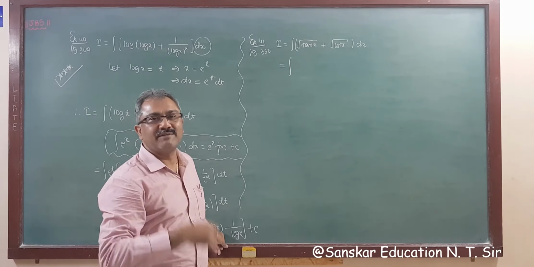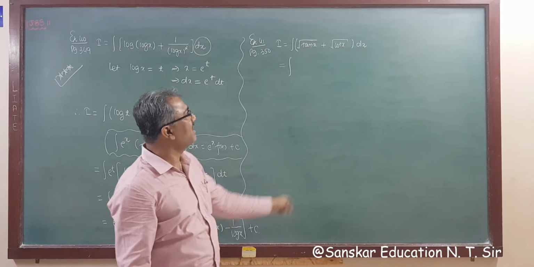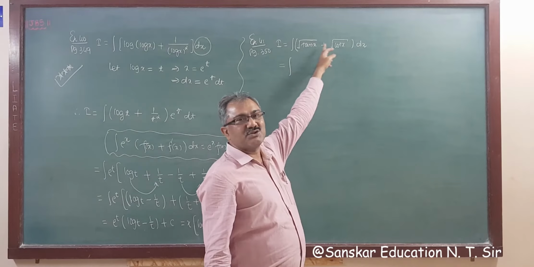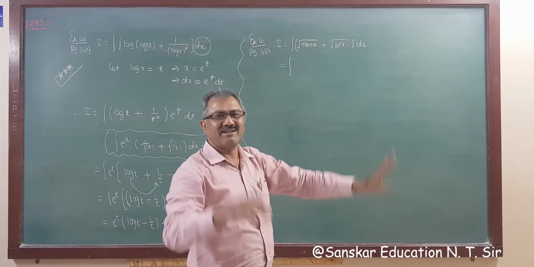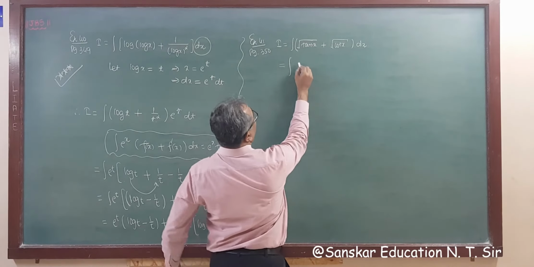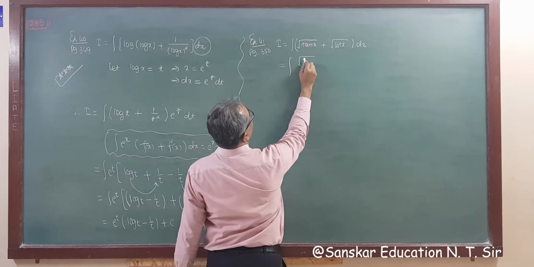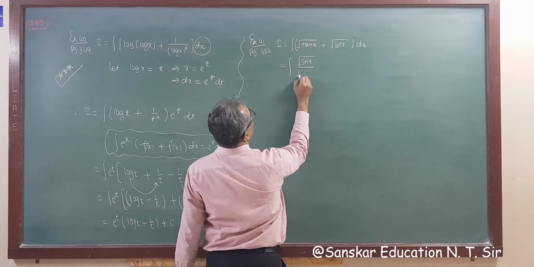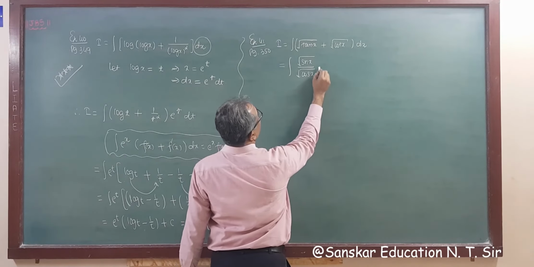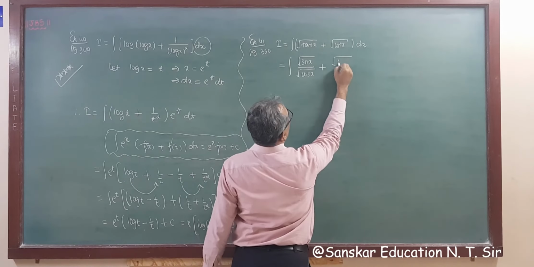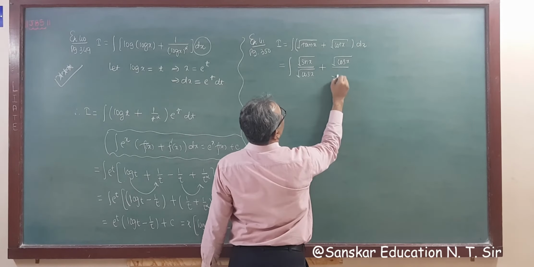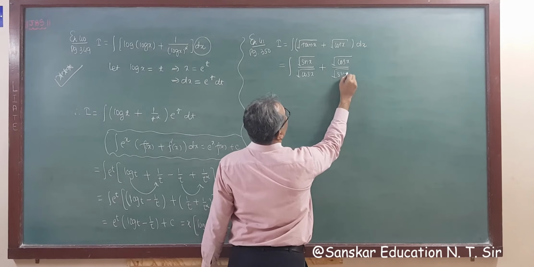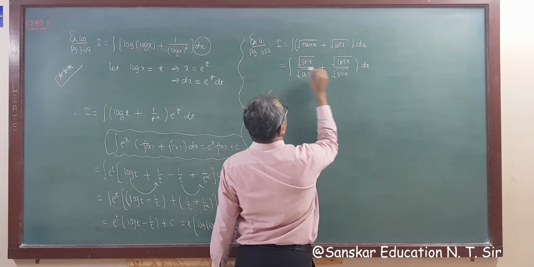Okay, the method in the given textbook assumes tan x is equal to t square, so this is 1 upon t square and everything else, right? But I am not writing this. I am writing tan x. I am changing tan x into sin and cos. So this is root sin x over root cos x, plus root cos x over root sin x, dx.